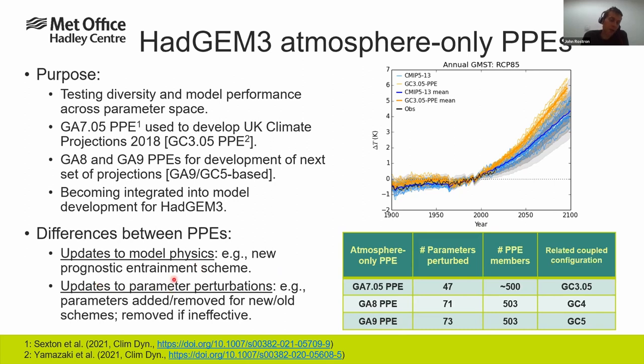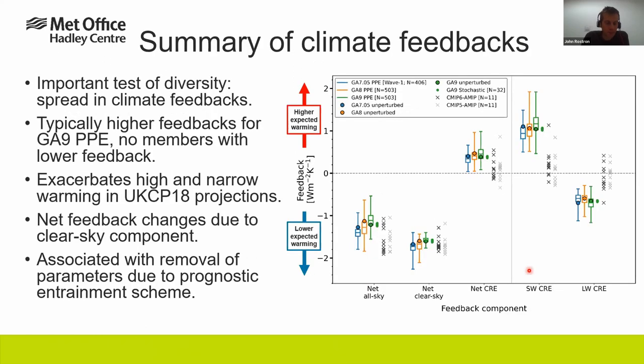And also there's been changes to the parameters that we perturb. So some parameters get added, some get removed as different physics schemes move in and out of the science configuration. So for GA8 and GA9, we're typically perturbing around 70 of those parameters. GA7 had a few less than that, and our typical ensemble sizes are about 500 members.